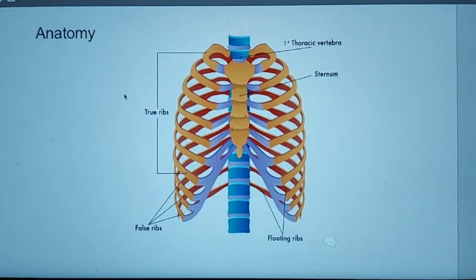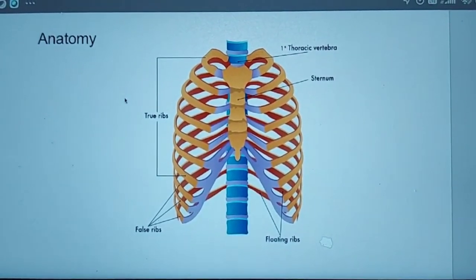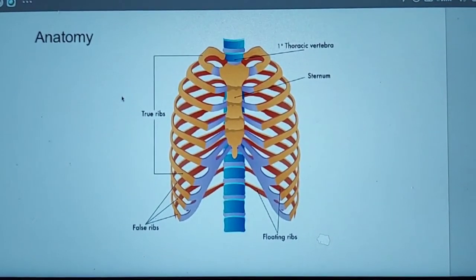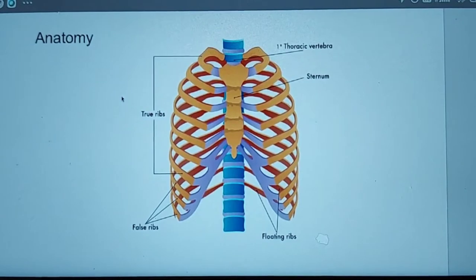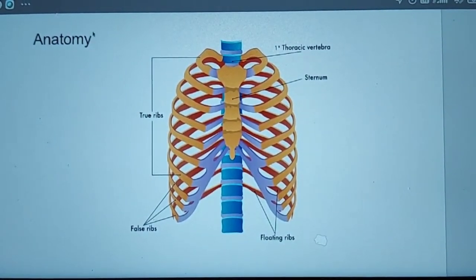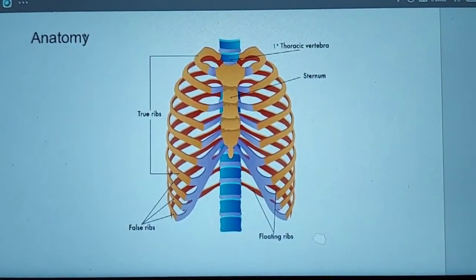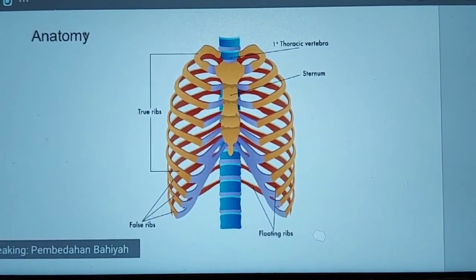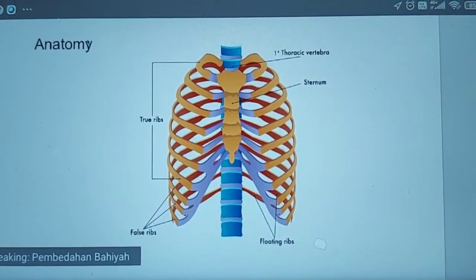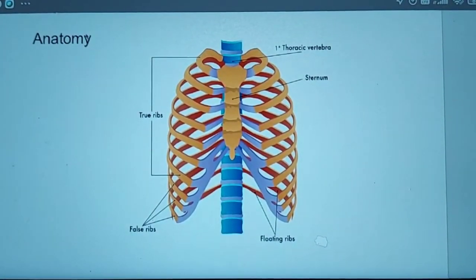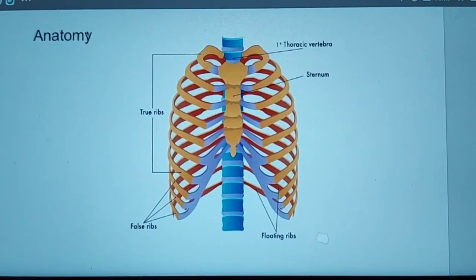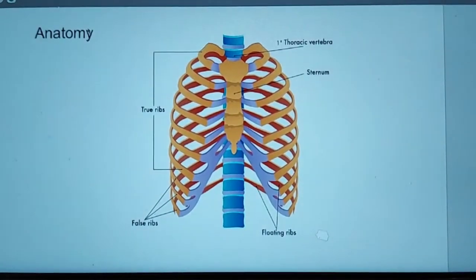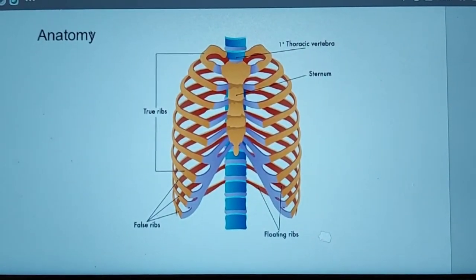So briefly, the anatomy of the thoracic cage. We have true ribs and false ribs. We have floating ribs also. The true ribs are from the first until the seventh, and the false ribs are the 8th to 10th ribs. The true ribs articulate anteriorly directly to the sternum via costal cartilage, and the false ribs are not directly attached to the sternum. And then the floating ribs are the 11th and 12th.